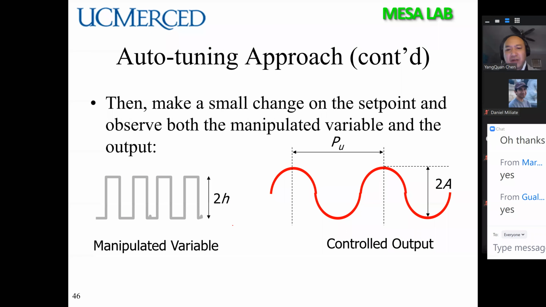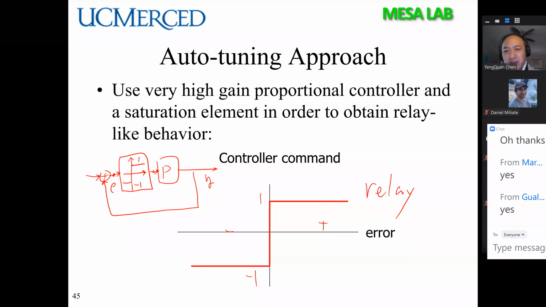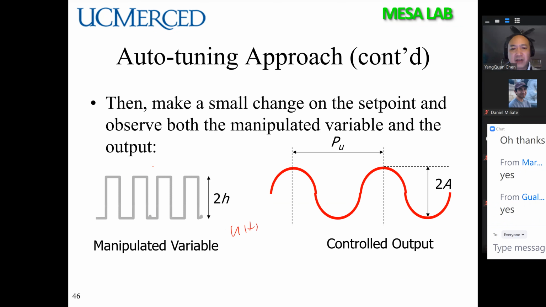So this is a control variable, U(t). This is the output variable. So this is U, this is Y. Because U is only positive or negative 1. It's a relay, like on and off, that kind of thing. Because of that, the system is behaving like this.